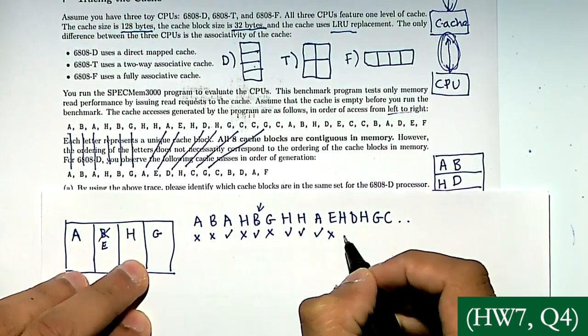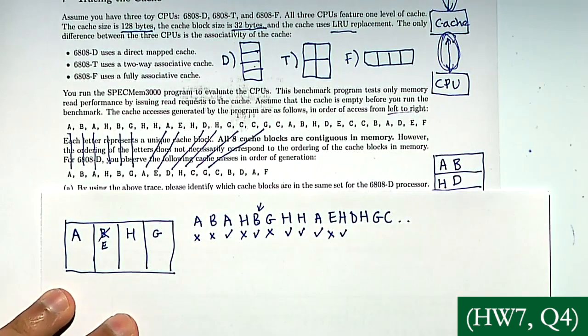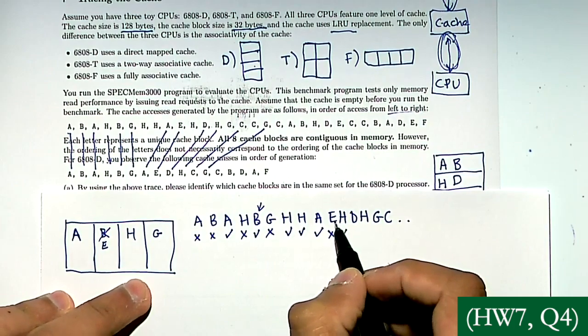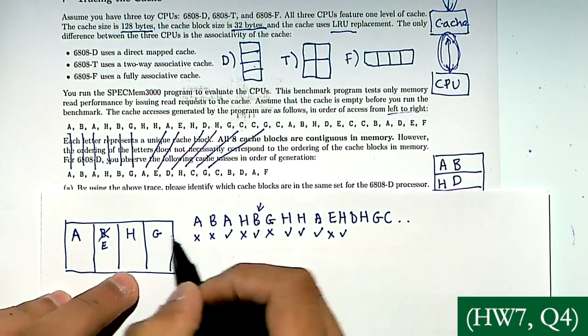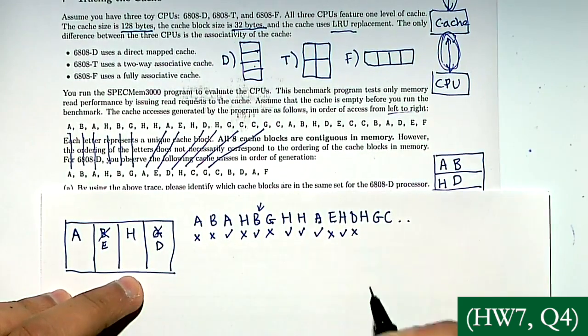Then we have an access to H, which is a hit. And then we have D, which is not in the cache. So again, we have to choose something to evict. And based on the LRU policy, it's going to be not H, not E, not A, but G. So G gets evicted, and we replace it with D. And so that's a miss.